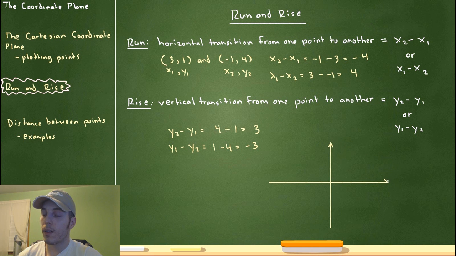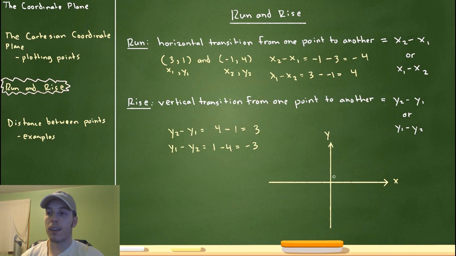So we want to put arrows. And let me show you the bare essentials too. When you go to plot some points, let me show you what you need at the very least. So you want to label your axes. So this is going to be my x, and this is my y.